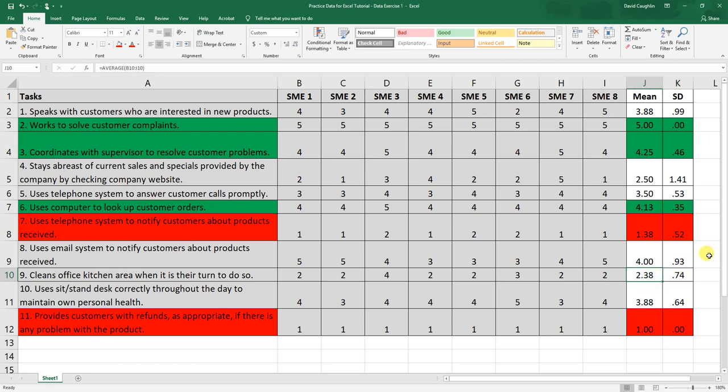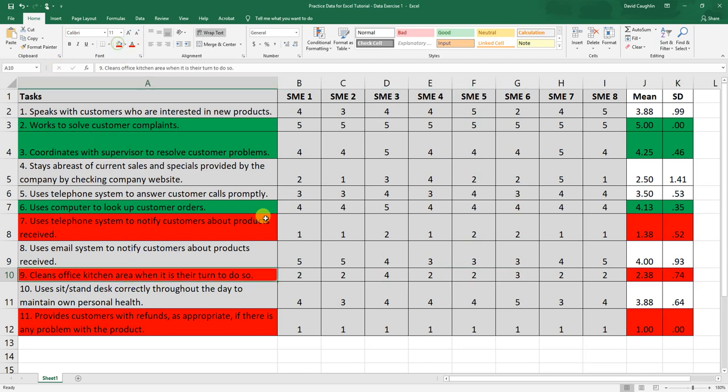Okay, so in this case, we'd probably pick this task right here because it has both a low mean and a low standard deviation, and the context is we're trying to make a decision based on these data about which task to remove. And so let's go ahead and note that task number 9 should be removed.